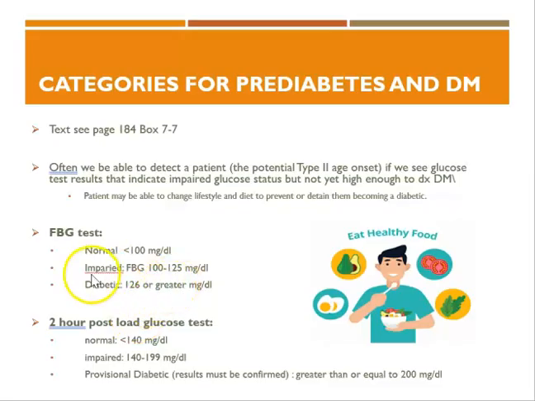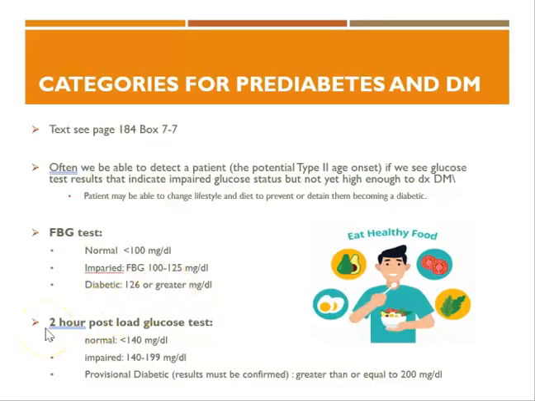So if you look here, we're talking about people in this middle category for the fasting blood glucose, FBG. We're talking about these people that are in this impaired or pre-diabetic stage. So if you have a patient whose result is between 100 and 125, they may be able to change their lifestyle, change their diet, and improve their results before they're actually categorized as a diabetic.